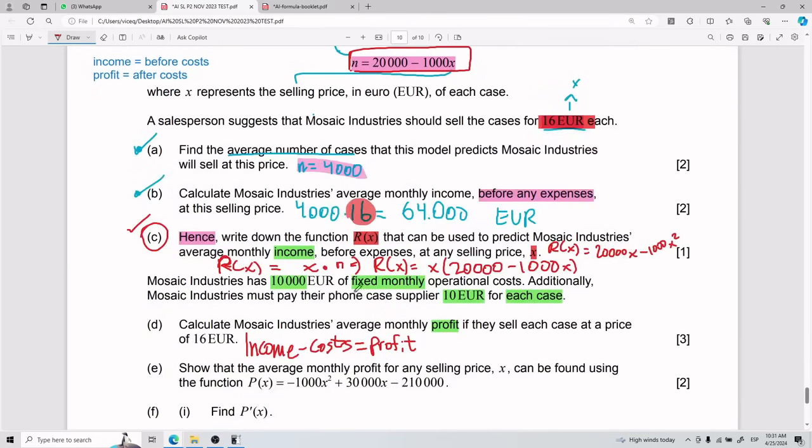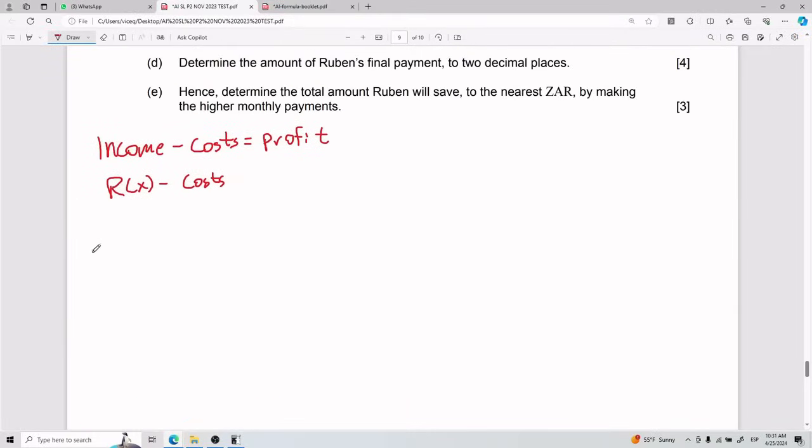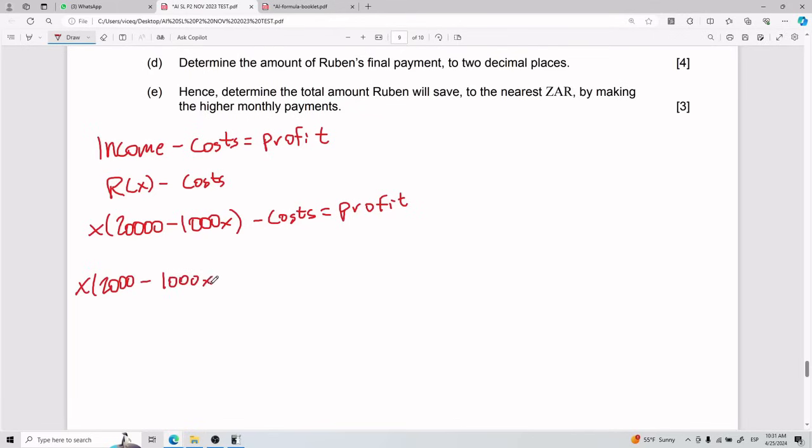Now, because we're still selling at 16 euros, I will be looking at R of 16. Okay, it's going to be your income when you sell it at 16 per phone. And so R of x from part C, we said it was this, correct? So technically, I can put up here x times (20,000 minus 1,000x). And all of this, I still don't do minus costs to get your profit, okay? So now I'm going to focus on plugging in for costs, see? So this right here is just going to be my income on the left side.